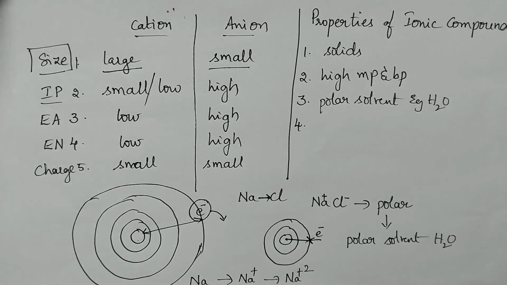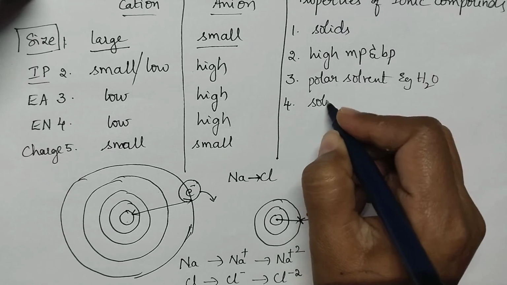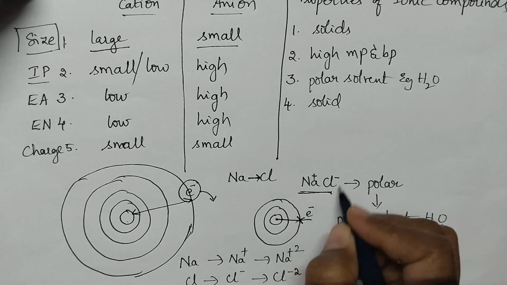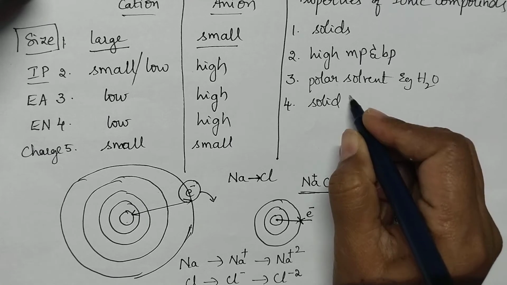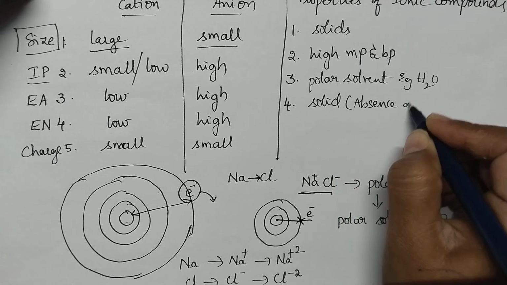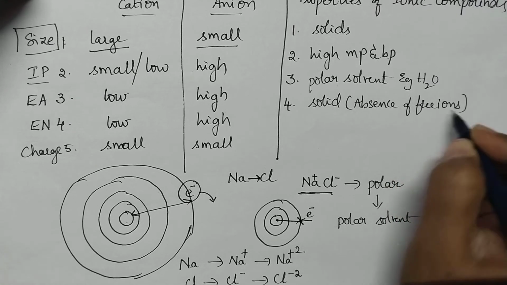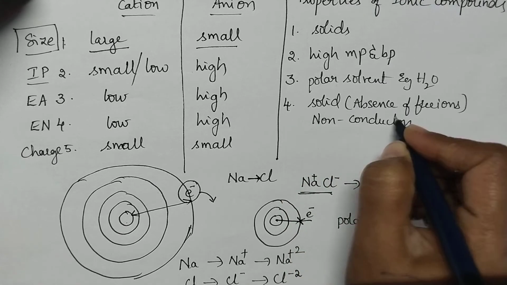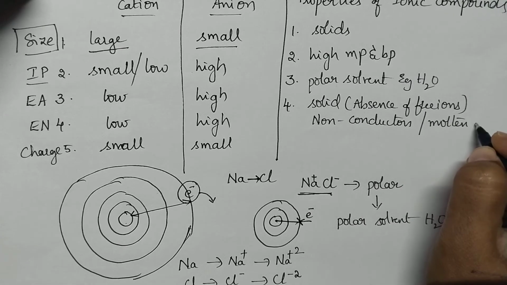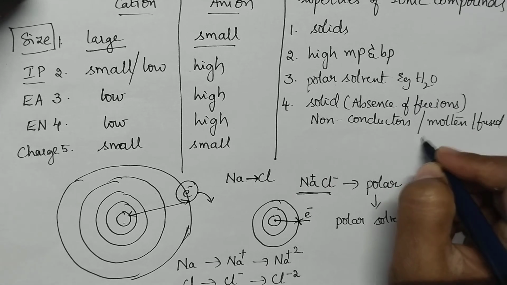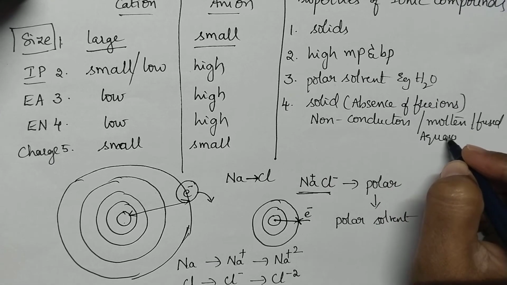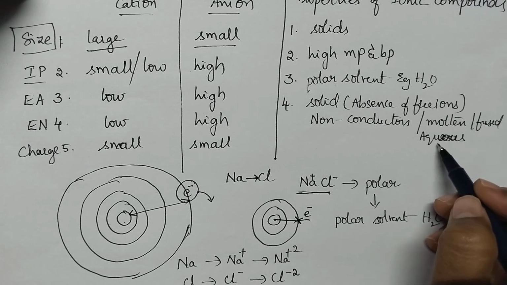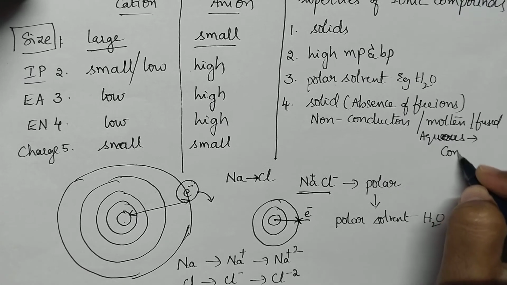And when you see the conductance of these ionic compounds in the solid state, in the solid state also the ionic compounds contain ions, but they are not available in the free state. So due to the absence of free ions, these ionic compounds in the solid state are non-conductors. But in the molten state or in the fused state or in the aqueous solution state, they act as conductors.